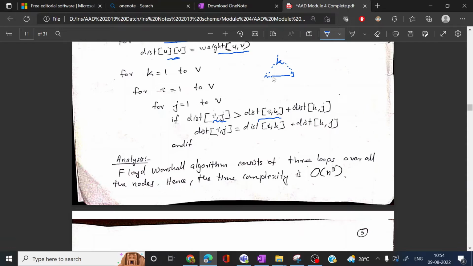So distance i to j is the current distance. It is compared with the distance through an intermediate k, and k changes from 1 to V, all the vertices considered as intermediate vertices. So distance i to k plus distance k to j. If this is lesser than distance of ij, it is replaced by the lesser, minimum value, and this is repeated. Now we can see the analysis part. Since there are three nested loops, the complexity is big O of n cube.